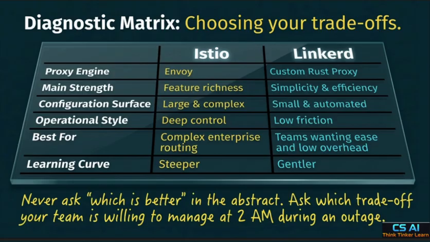Choosing between them is about trade-offs. Envoy-based Istio wins on feature richness and deep control, but has a steeper learning curve. Linkerd wins on simplicity, efficiency, and low friction. When you're making this decision, never ask which is better in the abstract. Ask which trade-off your team is willing to manage at 2 a.m. during a production outage. Do you need a Ferrari engine or a reliable scalpel?